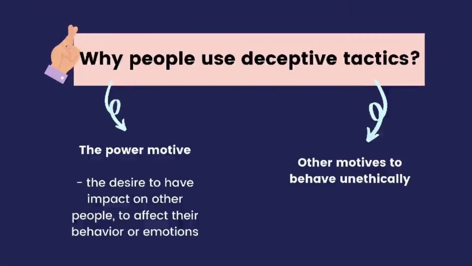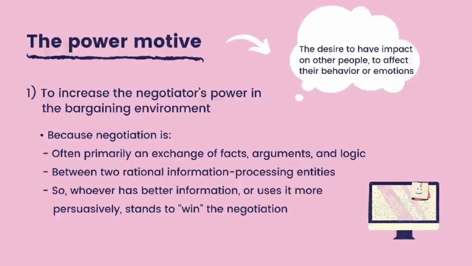Why do people use deceptive tactics? There are two reasons behind this. The first one is the power motive, and the second one is the other motives to behave unethically. What is the power motive? It is the desire to have impact on other people to affect their behavior or emotions. It is used to increase the negotiator's power in the bargaining environment.